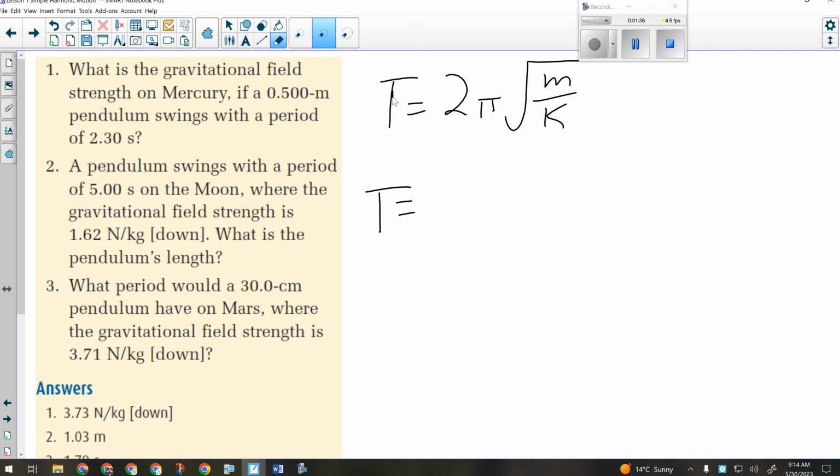We also talked about a pendulum. For a pendulum, the period was dependent on the length of the pendulum and the acceleration due to gravity, not the mass, because all things fall at the same rate. So those formulas are on your formula sheet. But that's what we were looking at the day before yesterday.